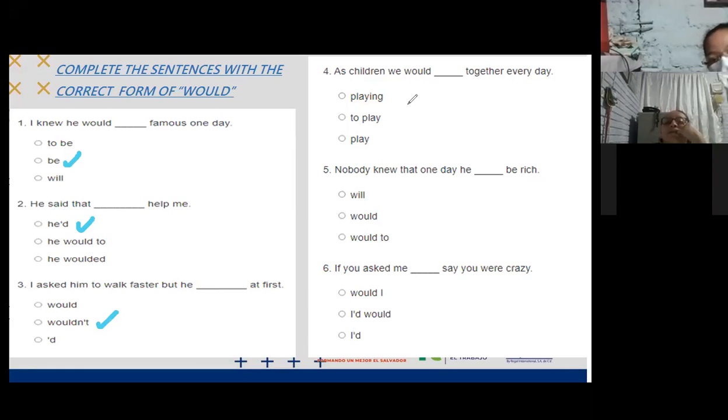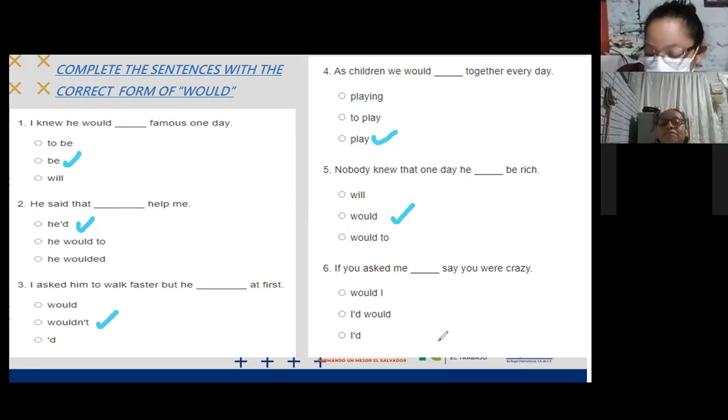Number four. As children, we would play. We will play together every day. Como niños jugaríamos juntos todos los días. Number five. Nobody knew that one day he. Who will be rich? Yes.